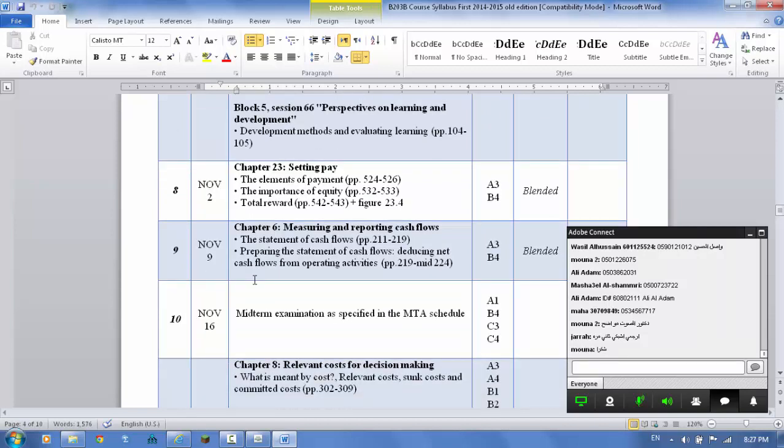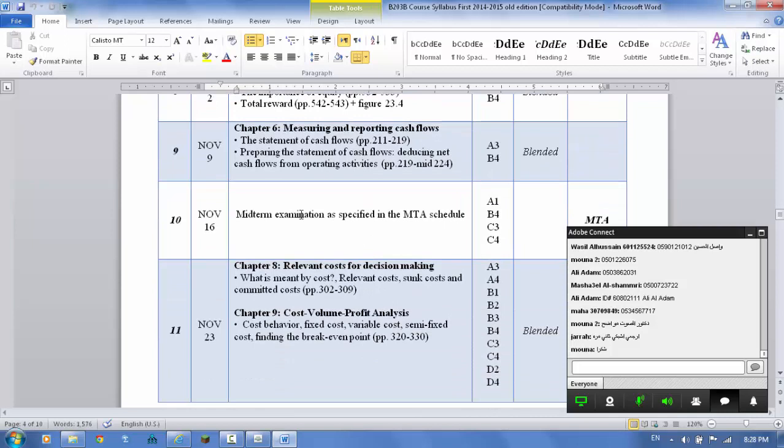Next we will take chapter 6. Again, we go back to finance and accounting, and we will take chapter 6 of the accounting book. Okay? Measuring and reporting cash flows. And here we will take one of the most important financial statements, which is the cash flow statement, and we will see some information about the cash flow statement.